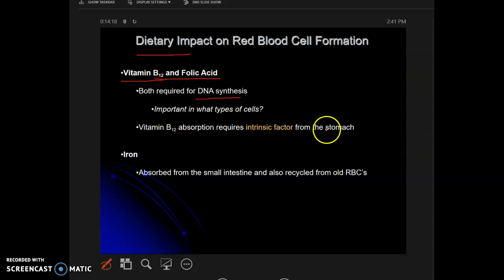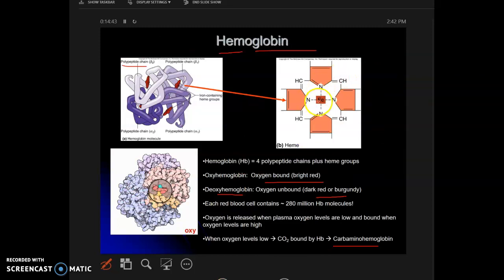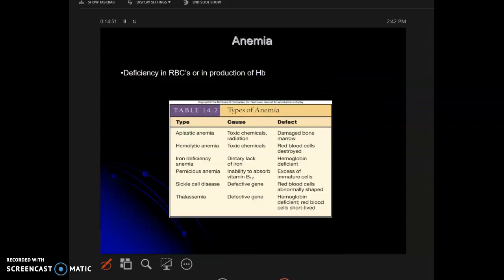B12 also is absorbed with the help of intrinsic factor produced from the stomach. Some people who do not produce intrinsic factor will not absorb B12 and therefore will be anemic. Iron is absolutely needed, absorbed in the small intestine. It's absolutely needed to produce hemoglobin. If you remember, the heme part has a ring, remember? And the ring is held together by what? Iron. So if you don't have iron, will you have heme? No. And therefore, will you have hemoglobin? Answer is no. Anemia.